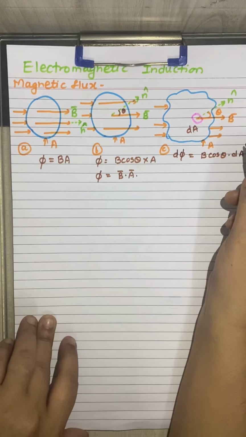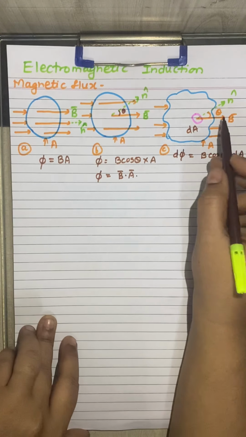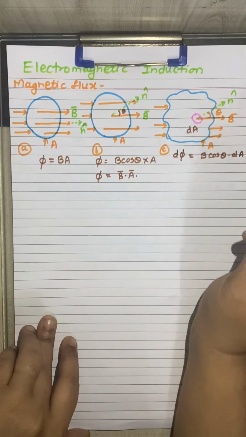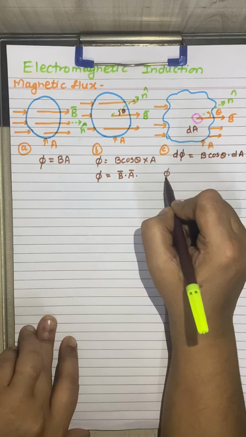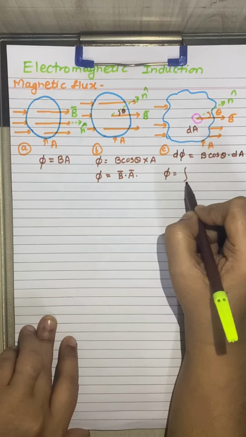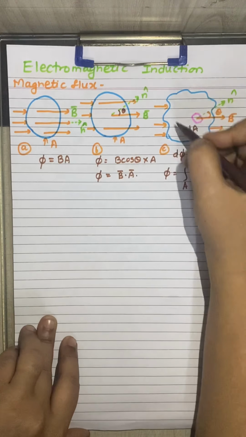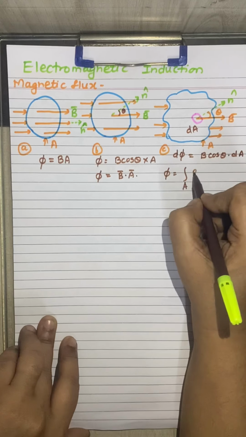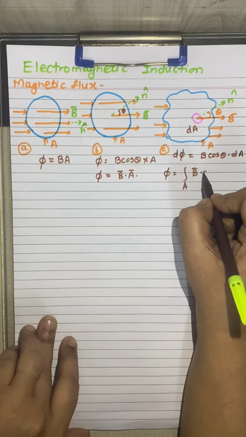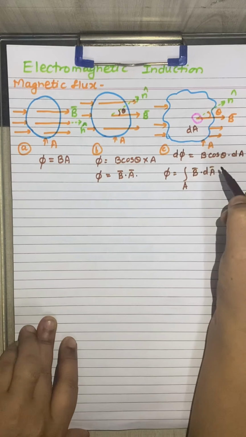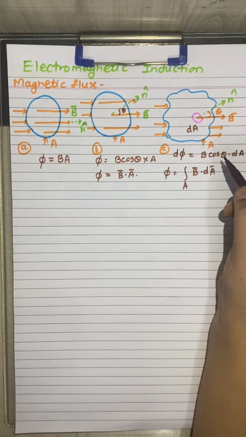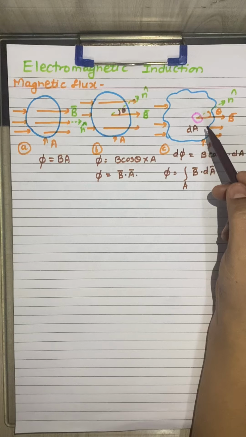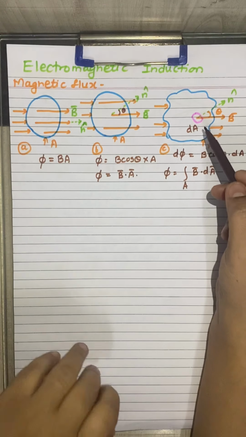Now suppose we want to find the flux through the whole area, then we consider phi is equal to the integration over the complete surface A of vector B dot dA. Okay, so we can use this formula to calculate the magnetic flux passing through an area.